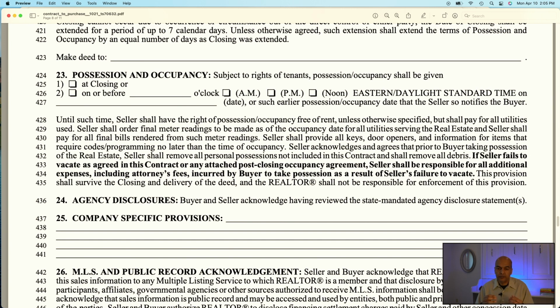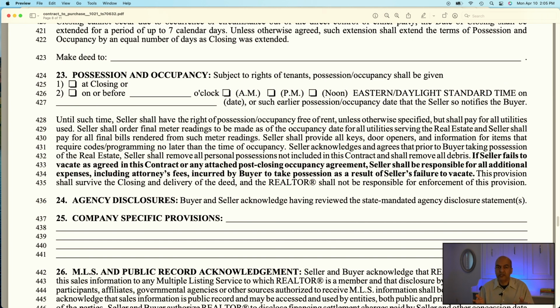Possession and occupancy. This determines when the buyer will get occupancy. So it's not always the case that upon closing the buyer gets both possession and occupancy. Possession means they own it. Occupancy means they get to live in it. Sometimes they negotiate with the seller. The seller might need a couple of weeks after closing to move all their stuff out.